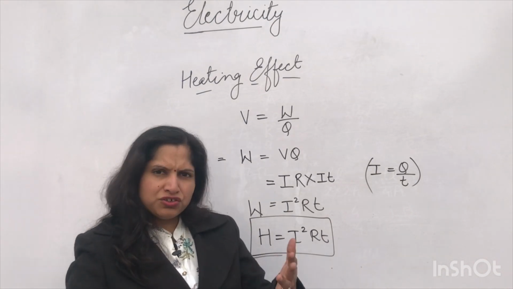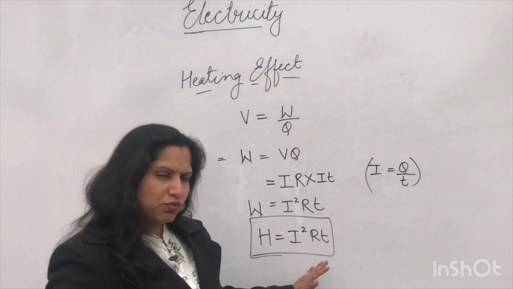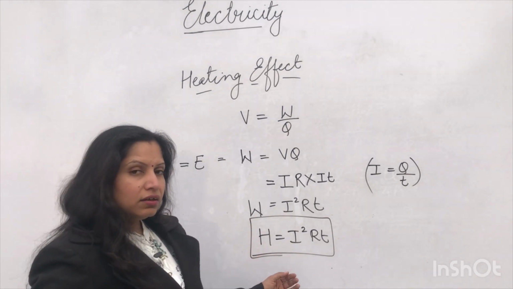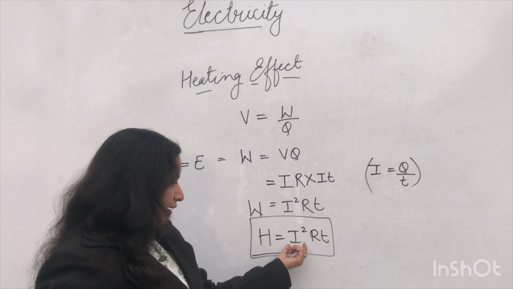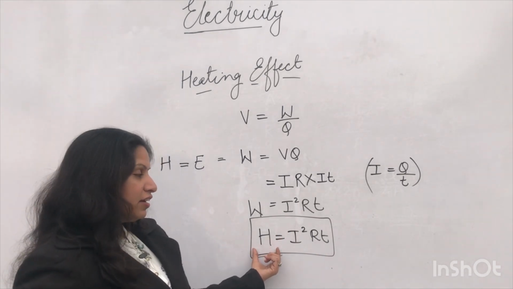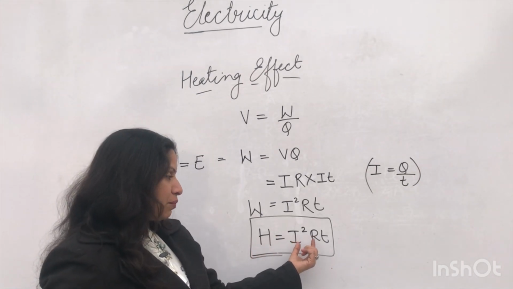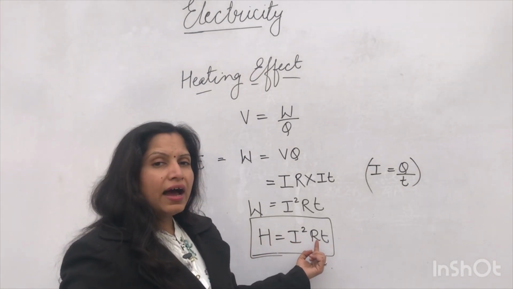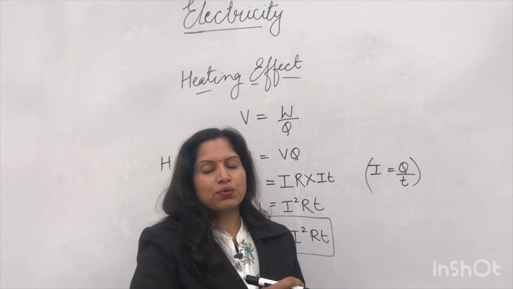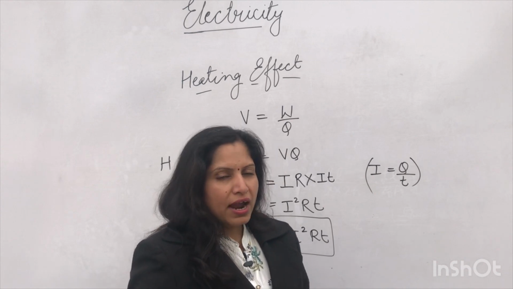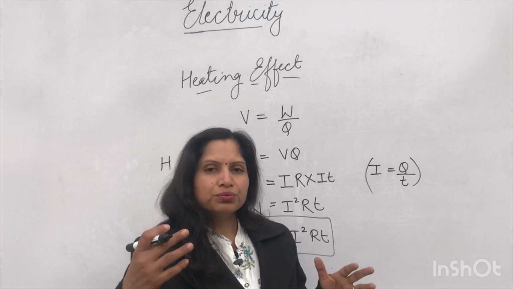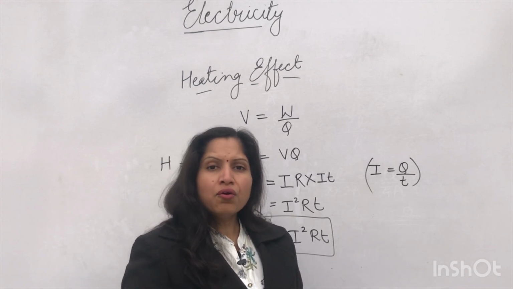If you are asked to define Joule's law of heating, we have to write the same formula in words. How will we write that? According to Joule's law of heating, the heat generated in a conductor is directly proportional to the square of the current, directly proportional to the resistance of the circuit, and directly proportional to the time duration for which current is flowing in that circuit. So that is Joule's law of heating. That can come as a 2 marks question, so we can define it very easily.